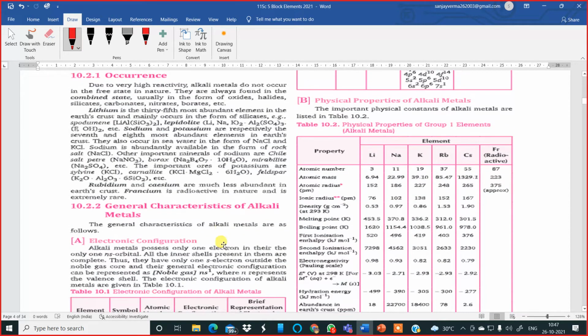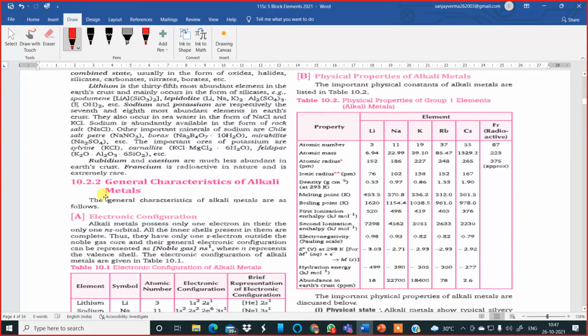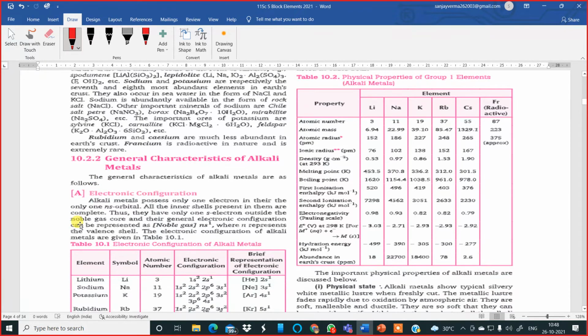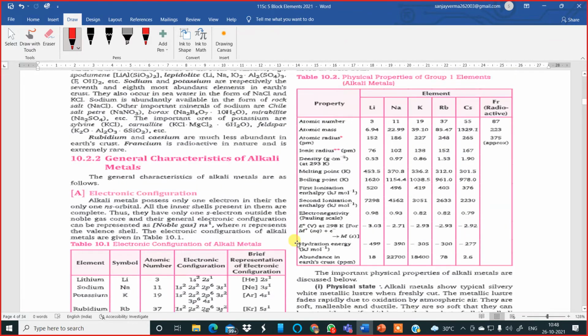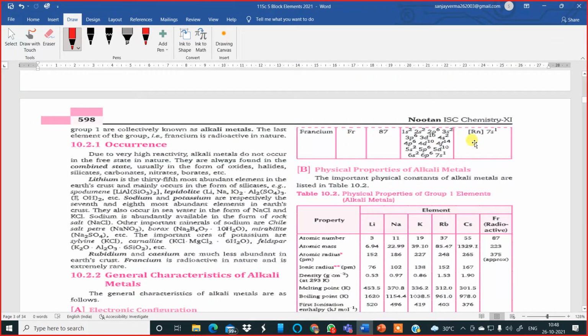Then general characteristics of alkali metals, group 1A or 1. Electronic configuration: I've discussed this in the previous class. Lithium, sodium, potassium, rubidium, cesium, and francium. You should be able to write down the brief representation of the electronic configuration. It's not very difficult. For lithium, it is helium 2s1. For sodium, it is neon 3s1. Potassium, Ar within square bracket 4s1. Rubidium is Kr 5s1. Cesium is xenon 6s1. So this you should be able to write down. Then francium, it is Rn, that is radon, 7s1.